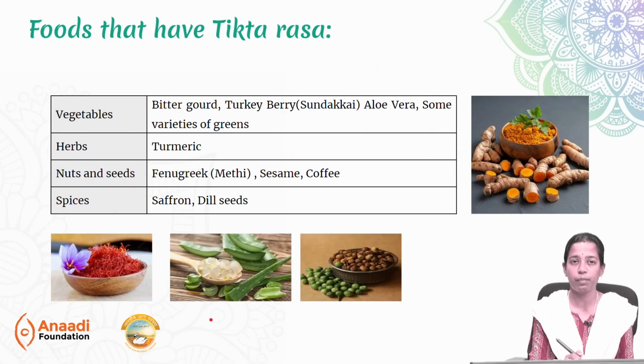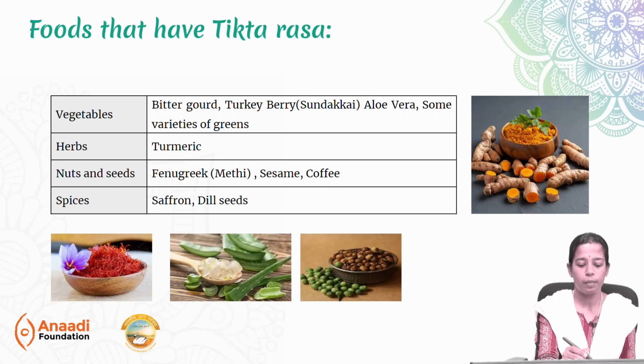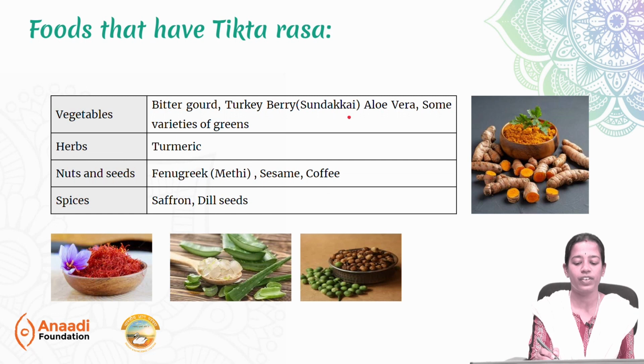Foods that are examples of Tikta rasa include bitter gourd, of course. Next comes turkey berry, or very famously known as sundakai in southern part of India. This is the picture of sundakai. It's a well-known vegetable here and it's very useful for maintaining and alleviating heart conditions.